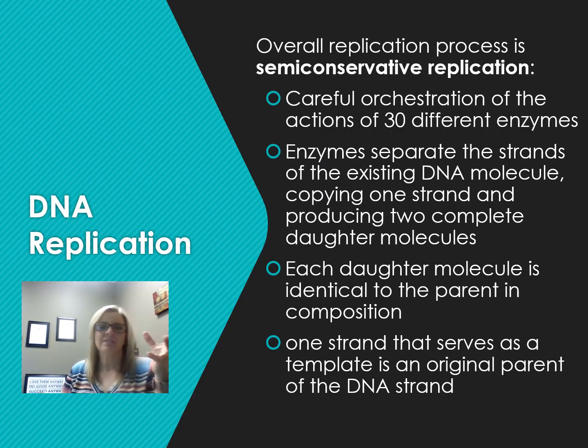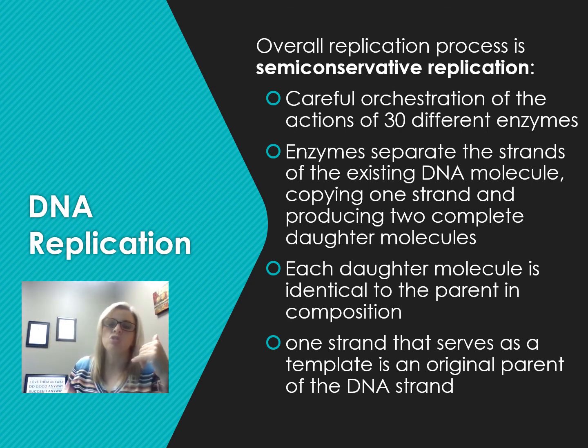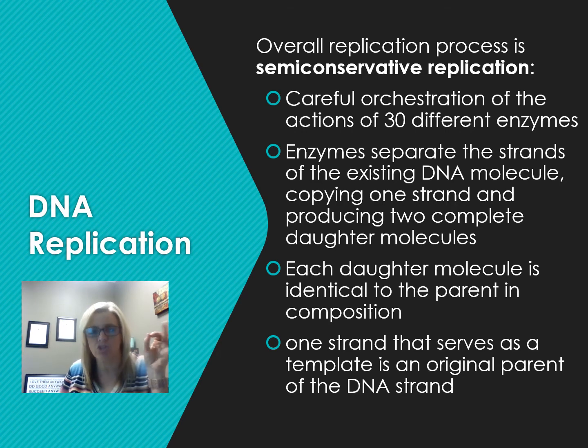So replication, DNA replication is going to be semi-conservative. We're going to have about 30 different enzymes that actually take place in this. We're not looking at all of those, just about 5. And so these enzymes are going to come in. They're going to separate the strands of the existing DNA molecule, copying one strand and producing 2 complete daughter molecules. Each daughter molecule is going to be identical to the parent in composition. Each strand is going to serve as a template, and that's going to be the original parent strand, okay?